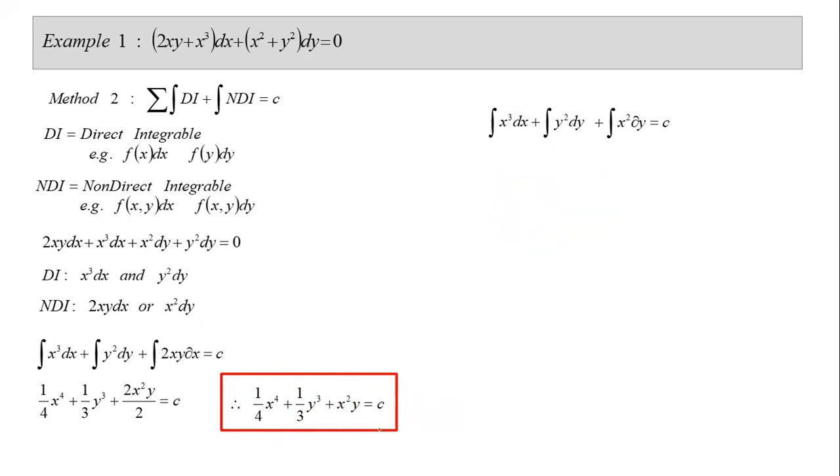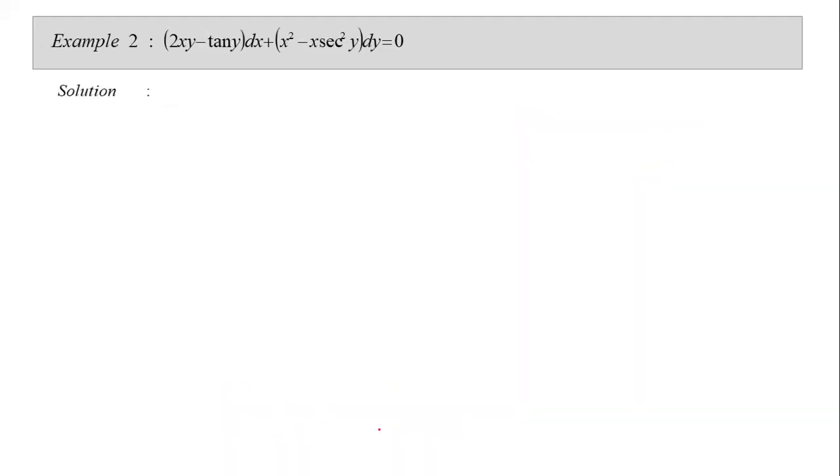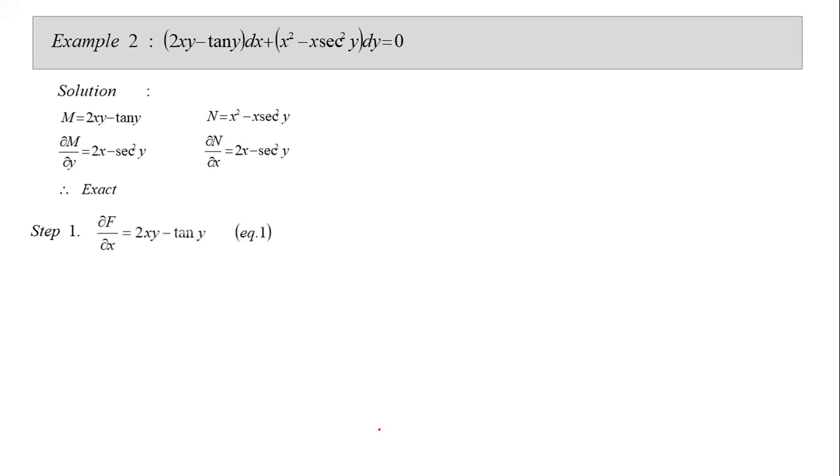Okay. Another one. Say 2xy minus tangent y dx plus x squared minus x secant squared y dy equals 0. And earlier, we have seen that this is an exact differential equation. Then step 1: we let the partial derivative of f with respect to y be equal to 2xy minus tangent y, this M.